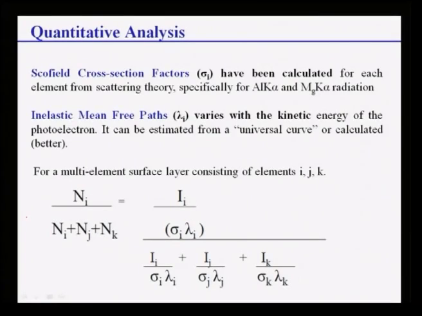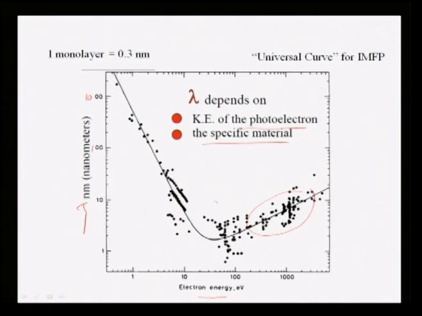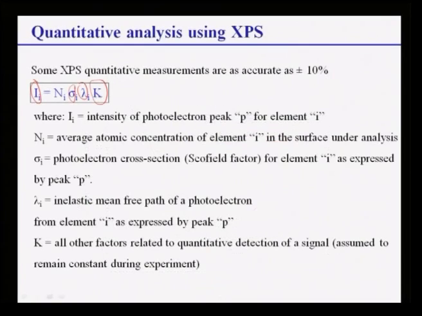Now what is the Schofield cross section factor? This can be calculated for each element from scattering theory, basically for aluminum and magnesium K alpha radiation. Similarly, lambda I varies with the kinetic energy of the photoelectron. It can also be estimated from the universal curve, which I have told you about. The universal curve is this one, this is lambda I. This can be used to calculate the lambda values of different elements.